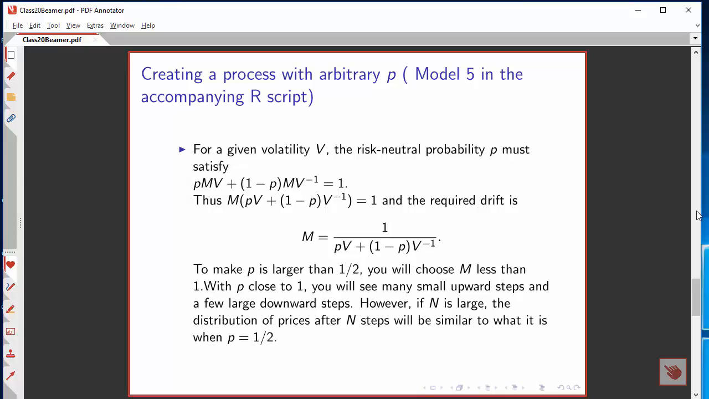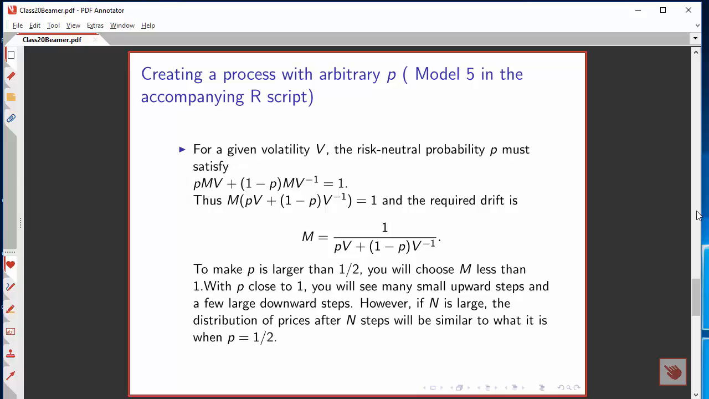And what's going to happen is, with a probability close to 1, we'll get a lot of up steps and very few downward steps, but because m is less than 1, the drift will be dragging things down, so the upward steps will be small, the downward steps will be large, and we will still have a martingale both in the exponent and for the share prices.